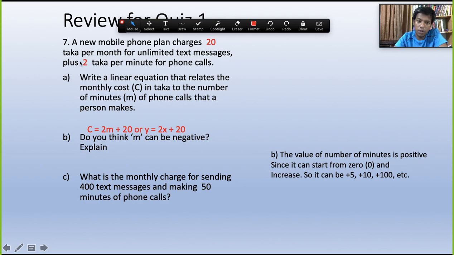Bill will change only for what? Only for your minutes. How many minutes you call? Based on that it will change. So this is the model.